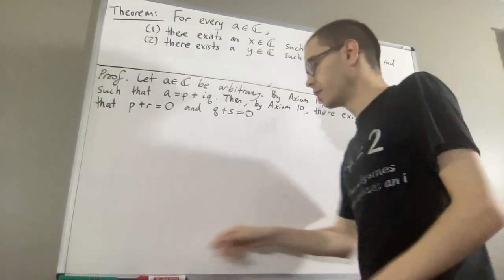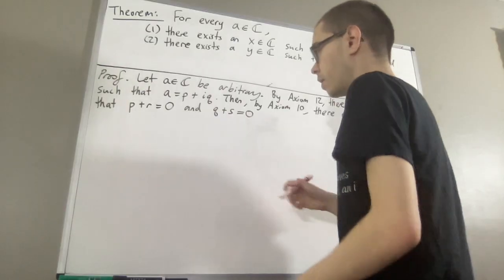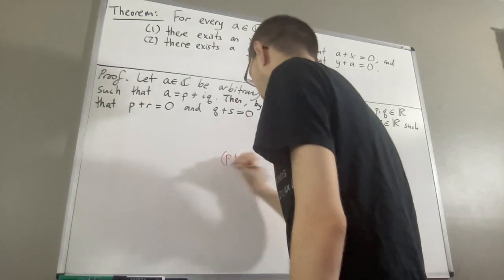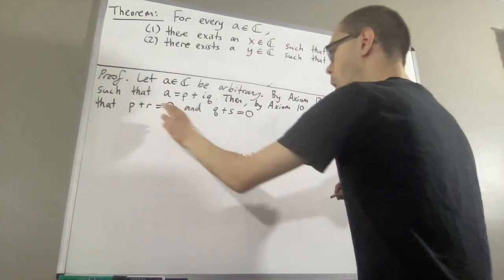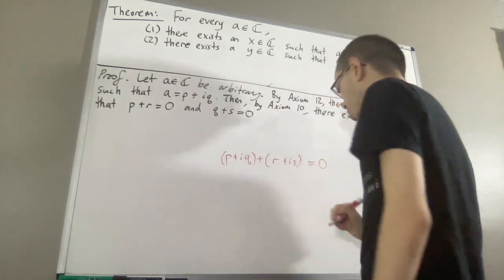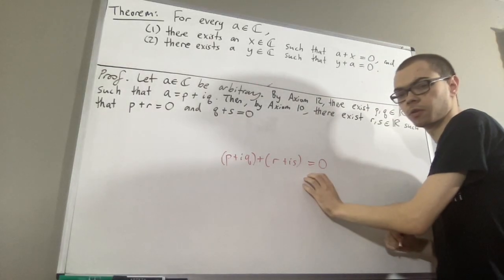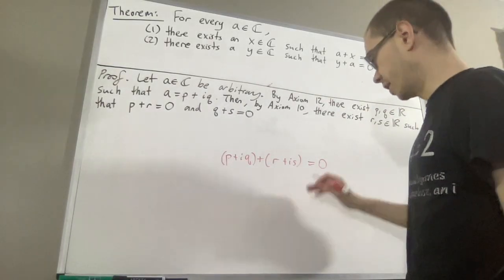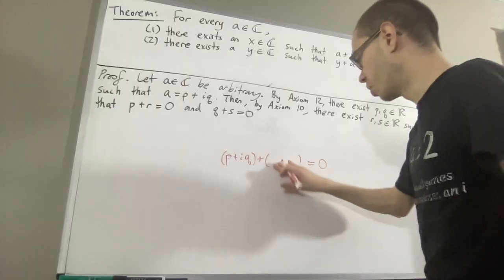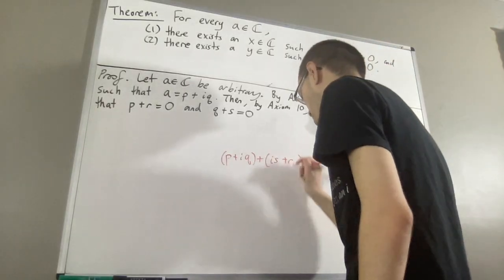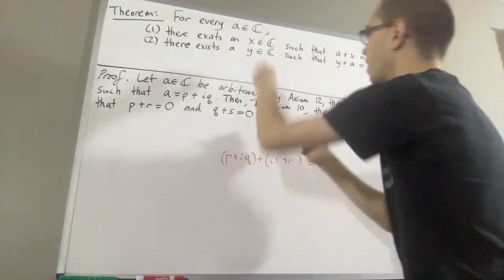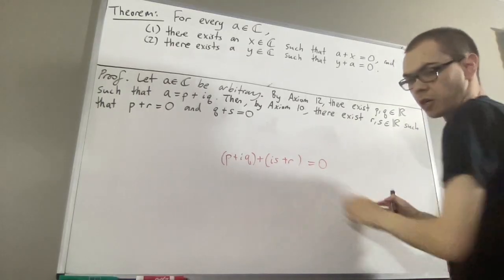So from experience, it seems reasonable to claim that if we take the complex number p plus iq and add it to the complex number r plus is, this should result in 0. Well, actually, because we don't yet know that addition is commutative, we're going to show that is plus r will do the work. So we're going to take x to be the complex number is plus r.